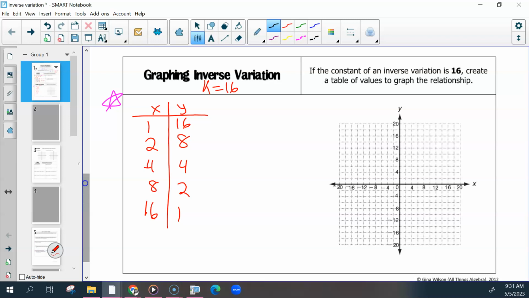Plot all of these points on your graph. Be careful because it's counting by twos. And you'll get something that looks like this curve. You're going to connect the dots and make this curve, draw arrows at the end.